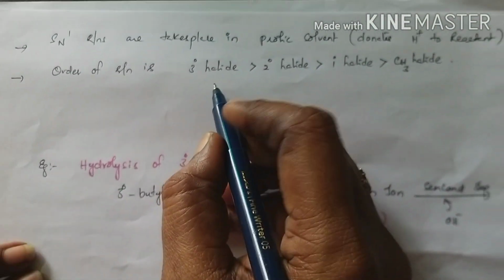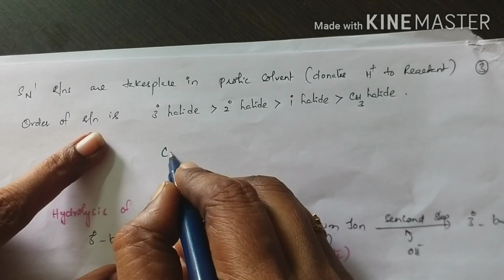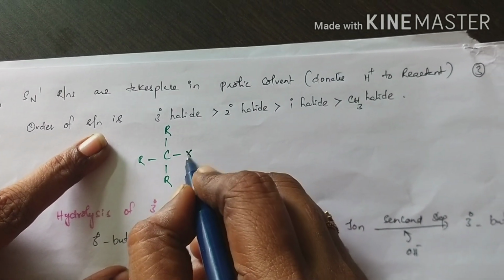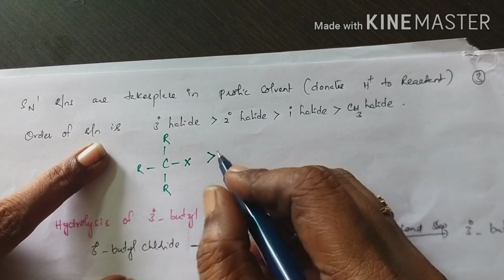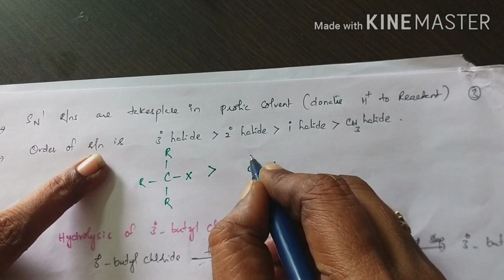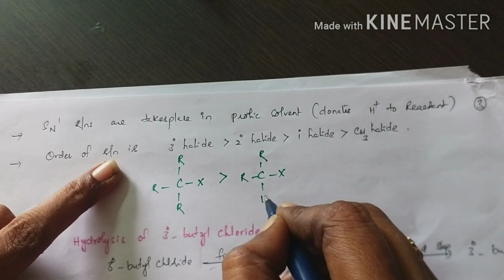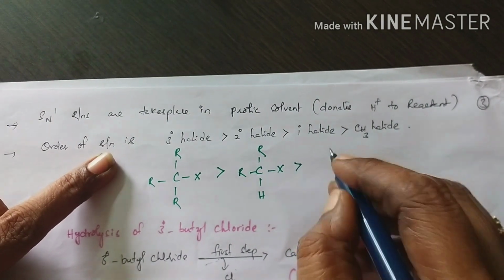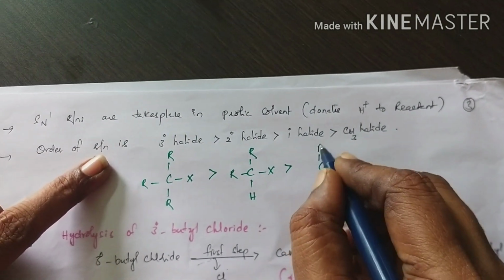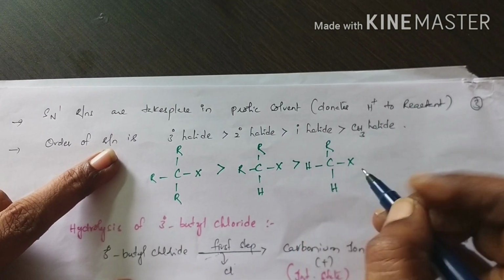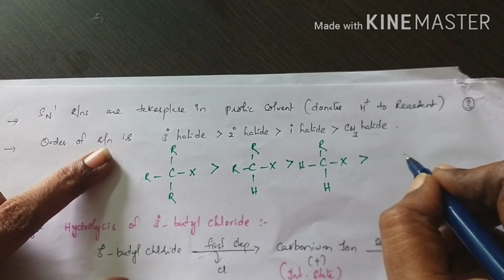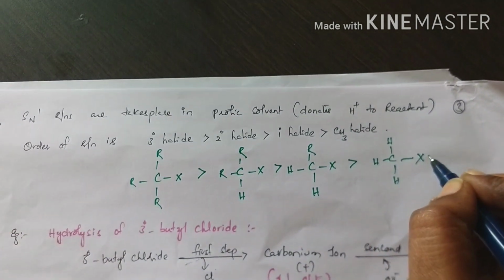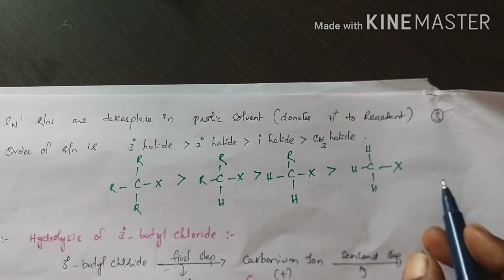Now coming to the structure of tertiary halide. Tertiary is nothing but three R groups: 1, 2, 3, and the halide is X. So this is the structure of tertiary halide, greater than secondary halide: R, R, H, in place of the third R put a hydrogen atom. It is followed by primary halide, CH2RX, with the remaining two being hydrogen atoms, followed by methyl halide, CH3X. So this is the order of reactivity in the SN1 mechanism.